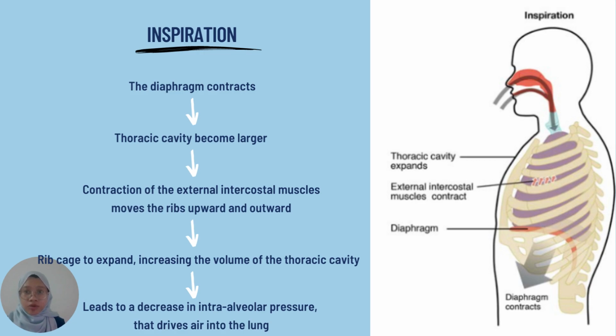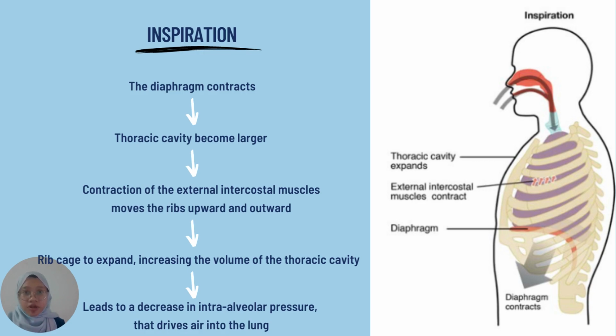Now, let's take a look at how diaphragm and intercostal muscles work together during inspiration process first. When the diaphragm contracts, it moves inferiorly toward the abdominal cavity, creating a larger thoracic cavity and more space for the lungs. Contraction of the external intercostal muscles moves the ribs upward and outward, causing the rib cage to expand, which increases the volume of the thoracic cavity.